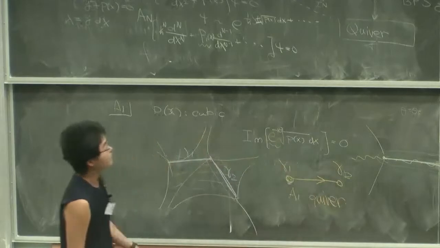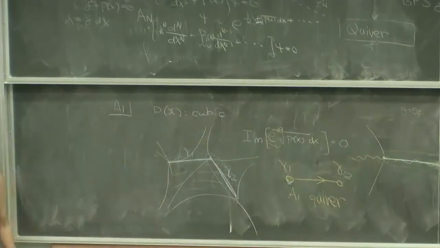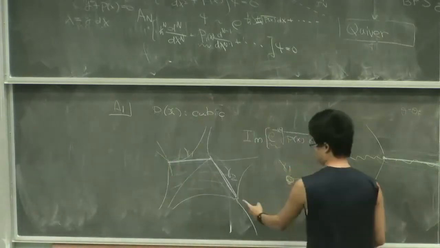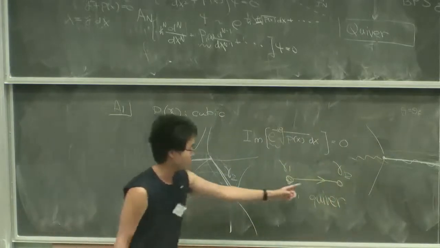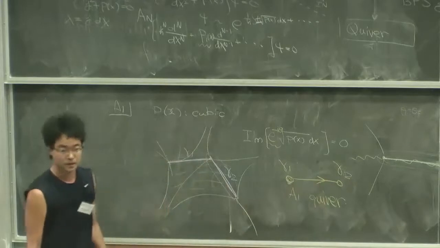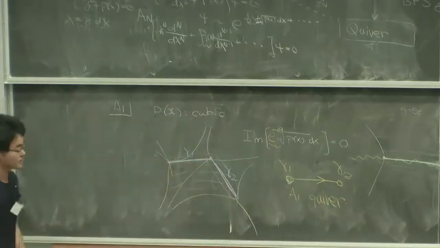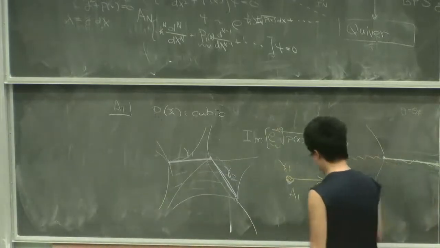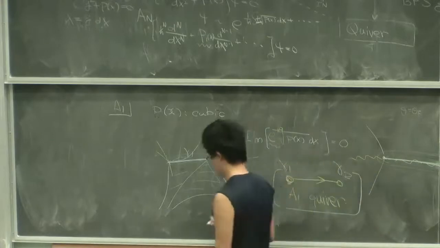And this A1 quiver is the quiver for this cubic polynomial with the second order differential equation. Well, this is a dramatic simplification from the picture I was drawing. It's just a very simple graph, only two nodes and one edge. And the point is that people realized that this one actually knows quite a bit about the original problem.